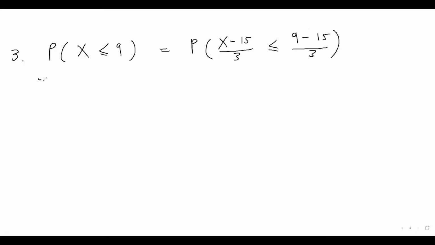So therefore, now this is equal to the probability of Z, because now X minus 15 over 3 is Z, because we've standardized it. And this is at most 9 minus 15 over 3. If you simplify that, you get 2. So the probability that X is at most 9 is basically equal to the probability that Z is at most 2. So now how do you calculate the probability that Z is at most 2 using the standard normal table?